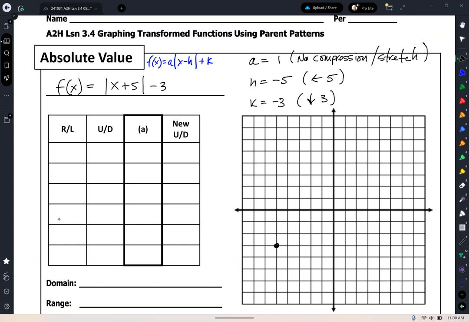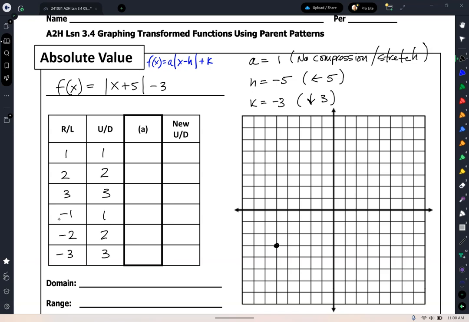Now, if you recall, with the parent function, the pattern was put in a positive 1, get out a positive 1. Put in a positive 2, get out a positive 2. This is f of x equals absolute value of x. Put in a positive 3, get out a positive 3. And if we did negatives, put in a negative 1, what did we get out? A positive 1. Put in a negative 2, what did we get out? A positive 2. Put in a negative 3, what did we get out? A positive 3.